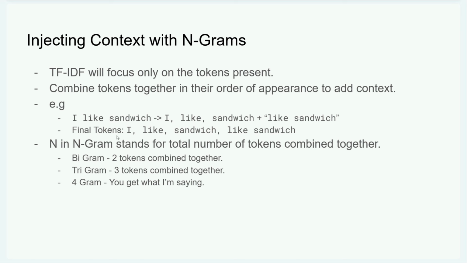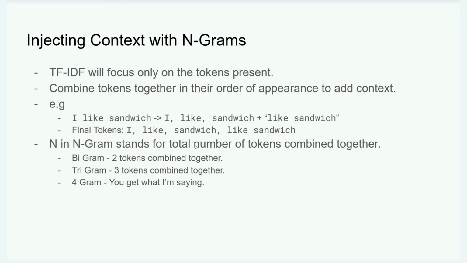So now your final tokens would become I like sandwich and like sandwich. So you will start treating this as an individual token, and then you will go through that same process. Like, okay, in how many sentences does like sandwich appear as a token or as a word together? Then you calculate your TF and IDF.